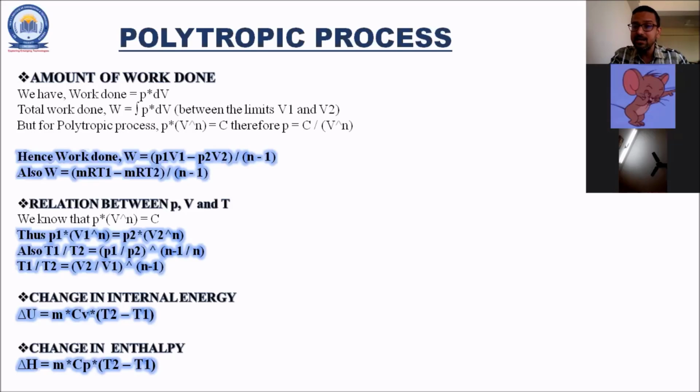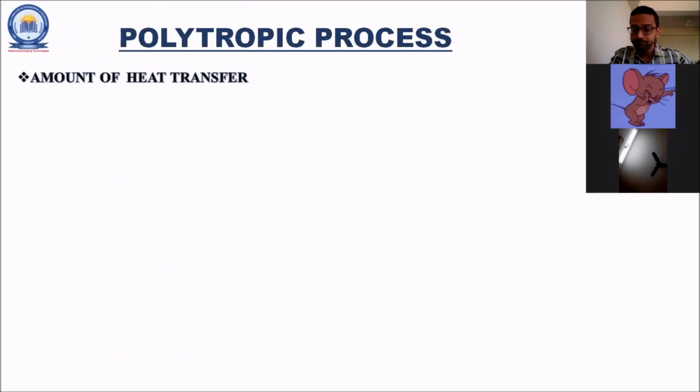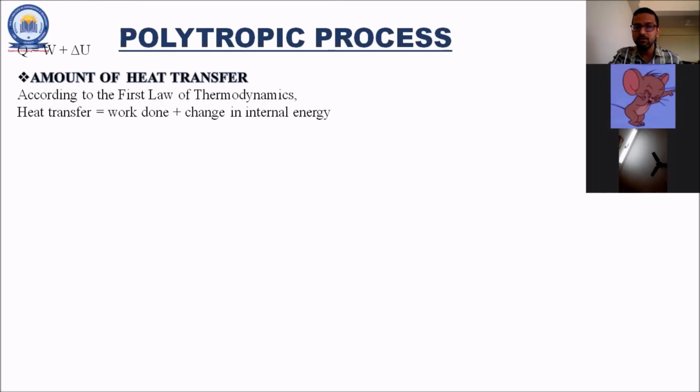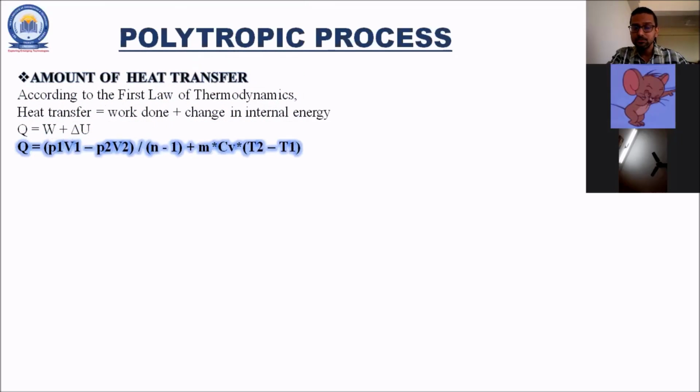So now we will derive the equation for the amount of the heat transfer. So try to understand the steps of this derivation. According to the first law of thermodynamics, we can easily write down heat transfer is equal to work done plus change in internal energy. So Q is equal to W plus delta U. Substituting the value of W, that is (P1V1 minus P2V2) upon (n minus 1), and delta U is equal to mCv (T2 minus T1).